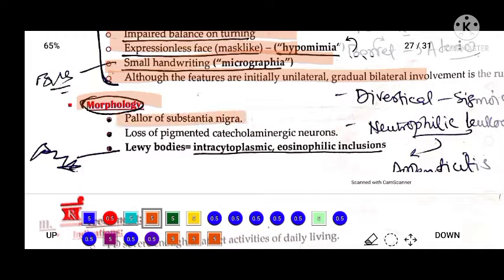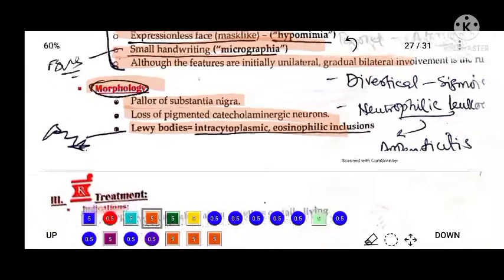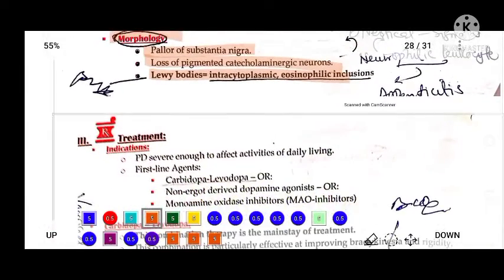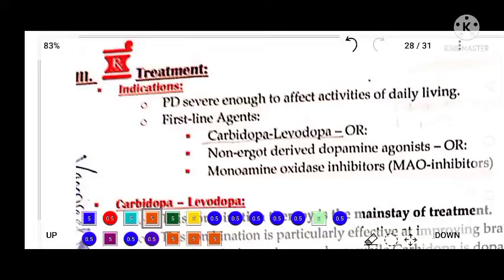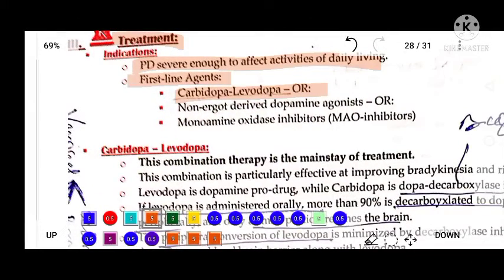Morphology of Parkinson disease is pallor of the substantia nigra, loss of pigmented catecholaminergic neurons, and Lewy body inclusions. Intracytoplasmic eosinophilic inclusions occur. So the treatment of Parkinson disease: first-line agents are carbidopa and levodopa, because dopamine is depleted. So carbidopa is given. Non-ergot derivative dopamine agonists and monoamine oxidase inhibitors should be given.